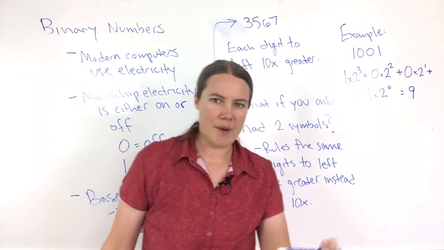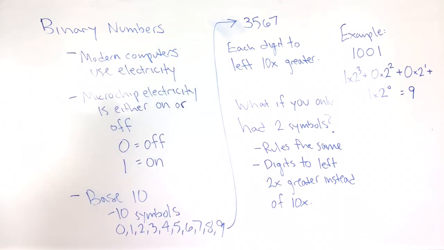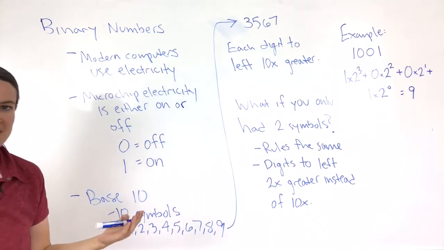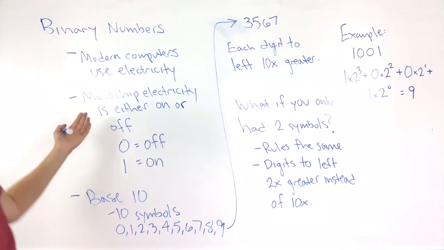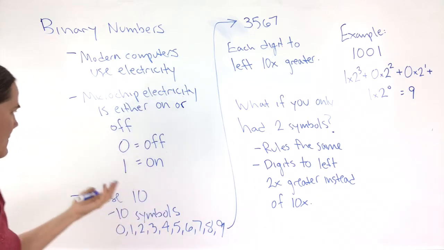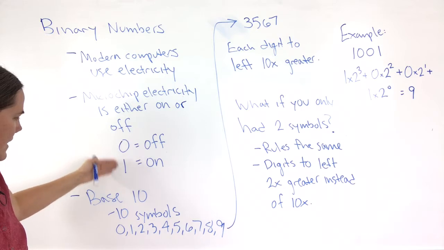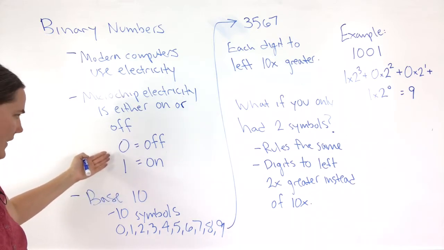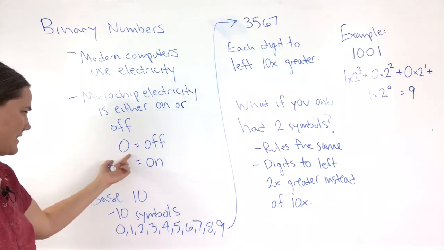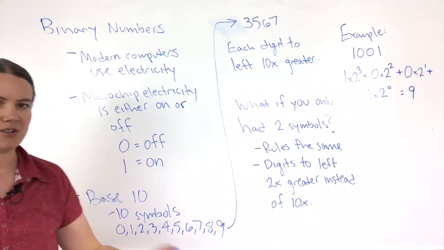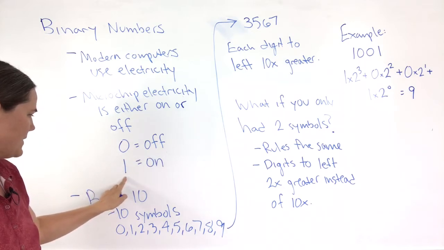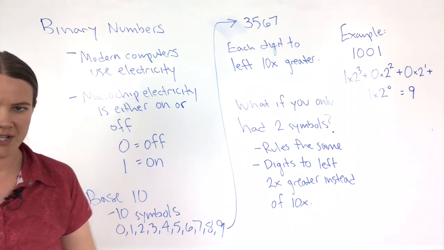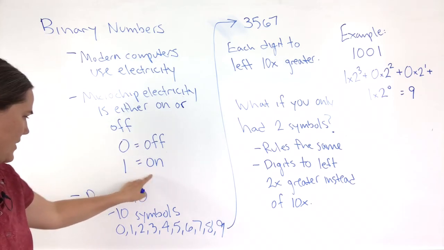So first of all, binary numbers are, well, just coming to why we even need them. Modern computers use electricity, and in a microchip the electricity is either on or off, and so this naturally leads to a binary state. So for instance, if you have 0 voltage, this would be off, and if you have a low voltage, like 3 or 5 volts, that would equal on.